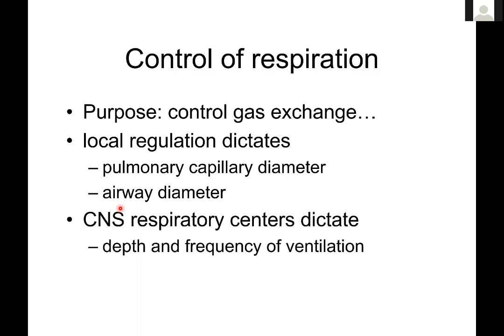And then with regard to the central control, CNS respiratory centers basically dictate the depth and frequency of ventilation. So how fast you're breathing, so number of breaths per unit time, but also how deeply you're breathing. So are you really drawing in a lot of air, or are you breathing relatively shallowly?